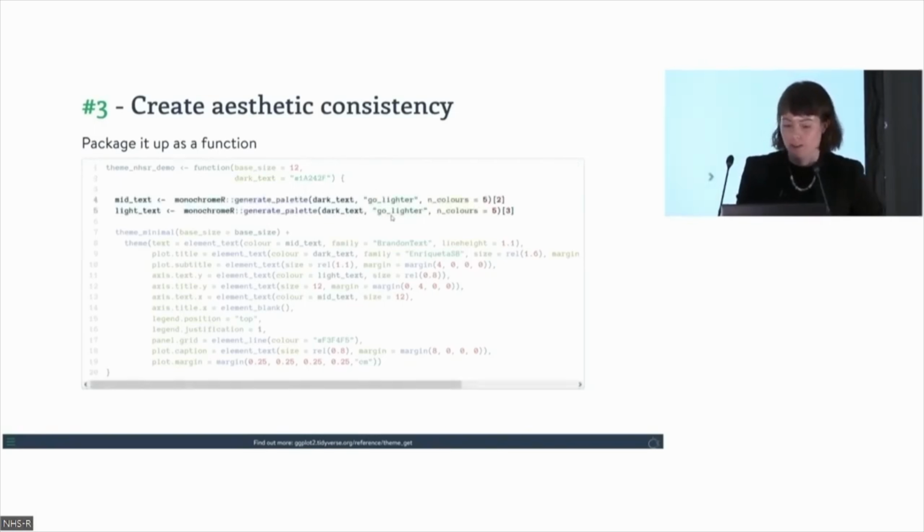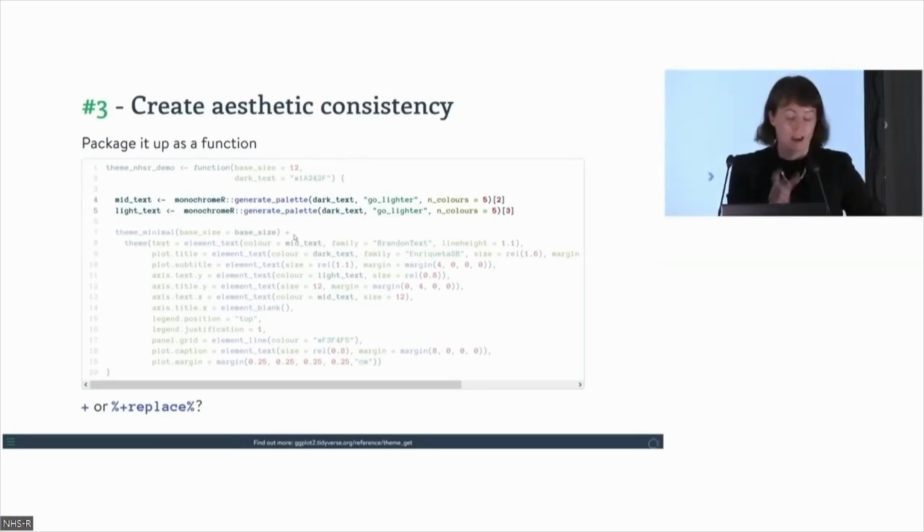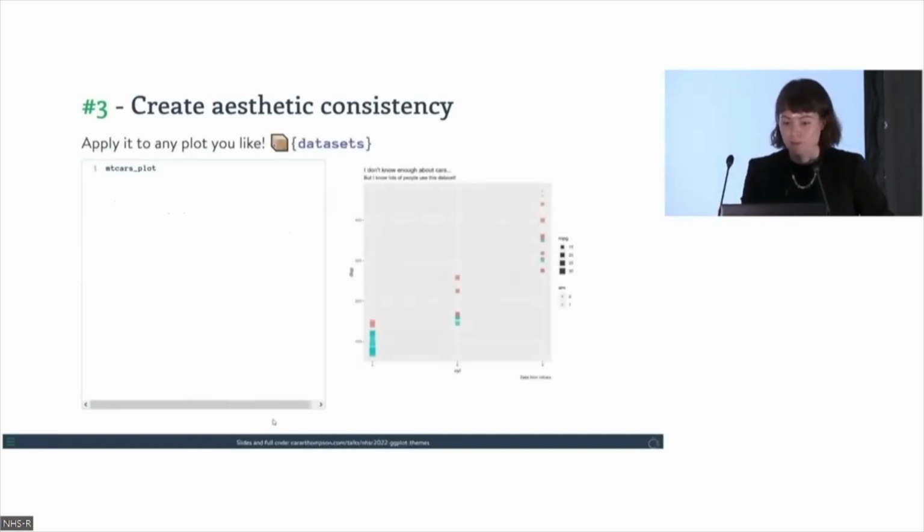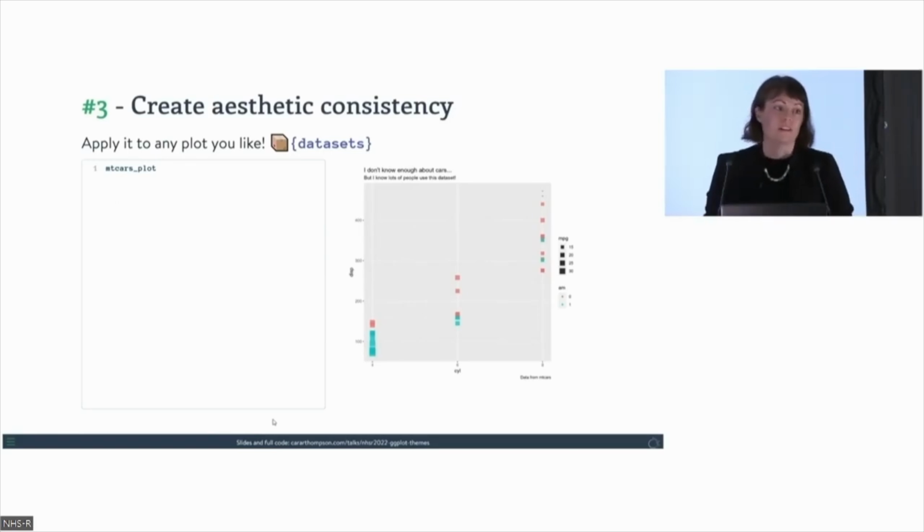For those of you wondering, should I use the plus sign or the replace function when you're modifying theme minimal? I use the plus so that I can build on the elements that are inside theme minimal. But if you use replace, it just wipes out the entire element. You can read more about that again at the link at the bottom. And now what we can do is go and apply that to any dataset that we want.